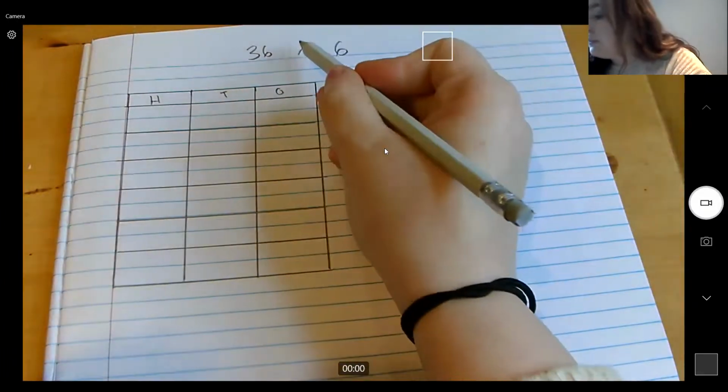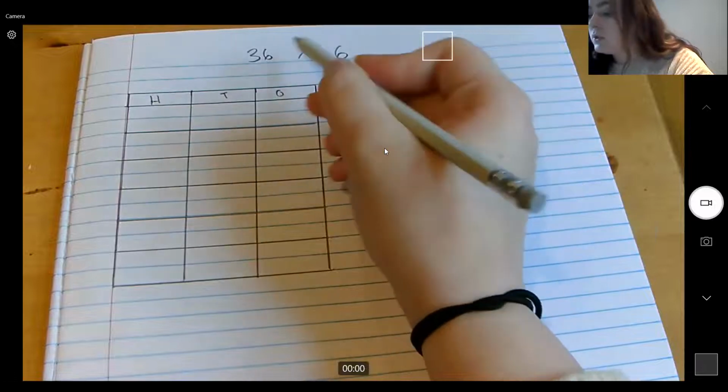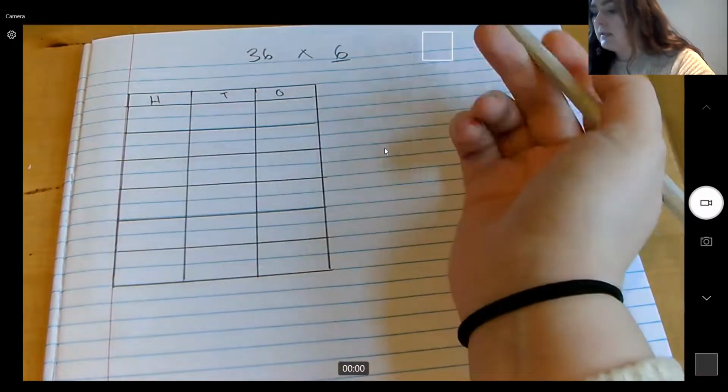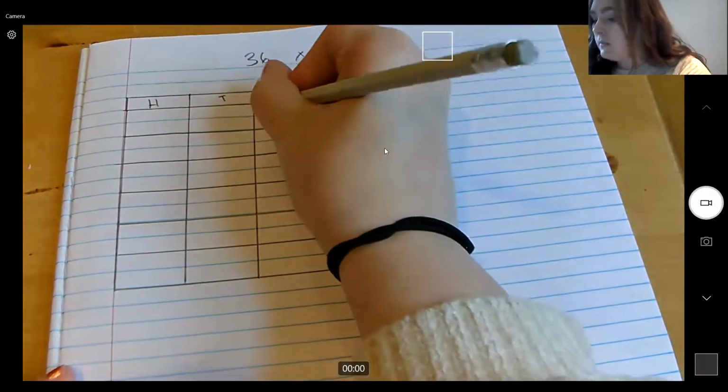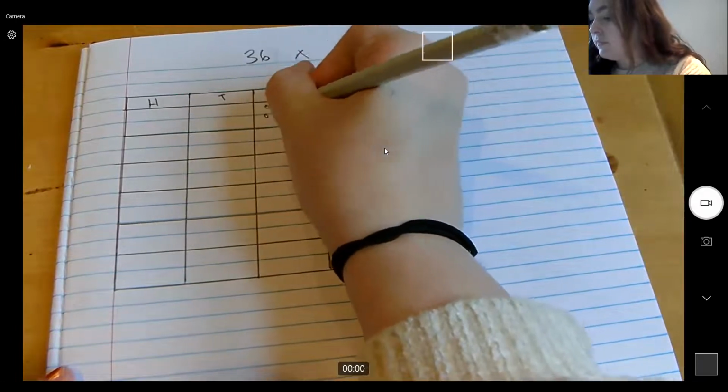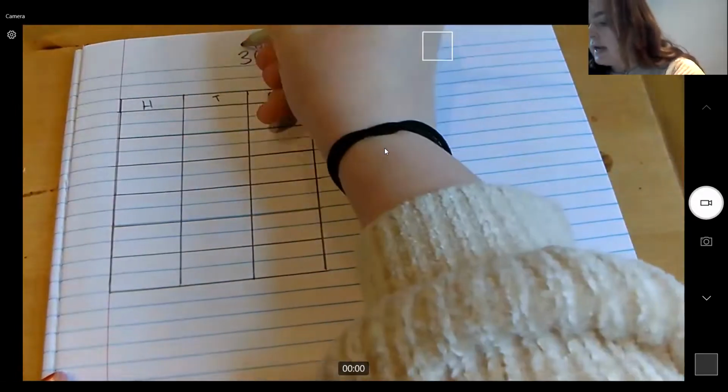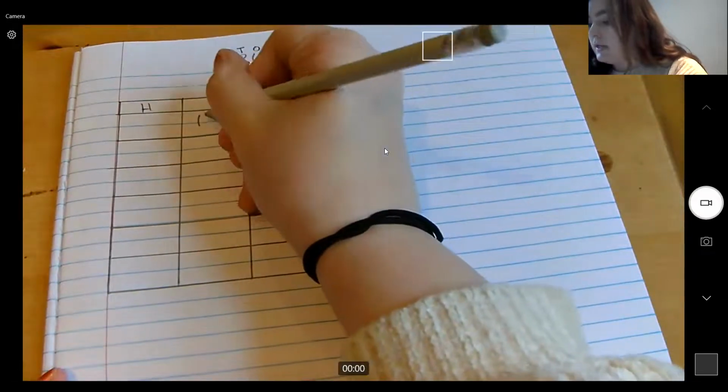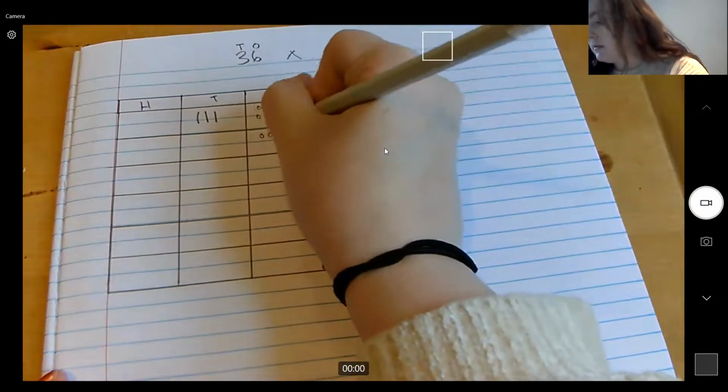Now we've got 6 groups. So in each group, we need to put 36. So that's 6 ones, because that's our 1 up there, and then 3 tens. And each group needs to have this.